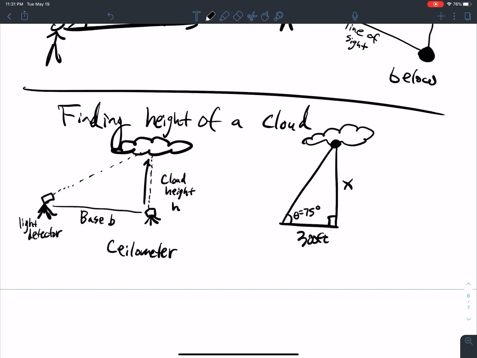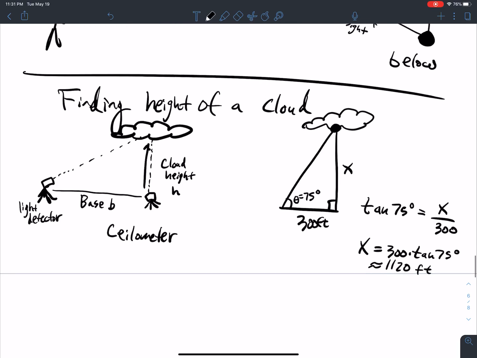I use trig. Trigonometry says the tangent of 75 degrees equals what? It equals x over 300, opposite over adjacent. So x is equal to 300 times the tangent of 75 degrees. If I type that in my calculator, I get approximately 1120. So 1120 feet. The ceiling was approximately that far, the height to the base of the cloud.